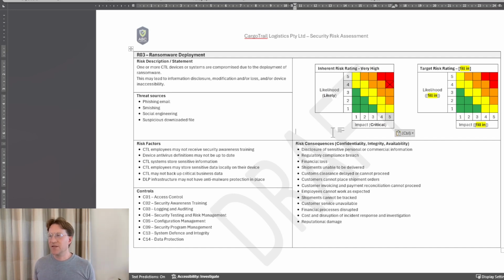Now, risk three, ransomware deployment. In this case, I'm going to say the likelihood is likely, level 4. This is because some people are going to be naturally suspicious of phishing emails or attempts through SMS to trick people, other social engineering, downloading suspicious files. It's not going to be as likely as if you just had no access control, where anyone can access anything. People will, at the very least, be curious.